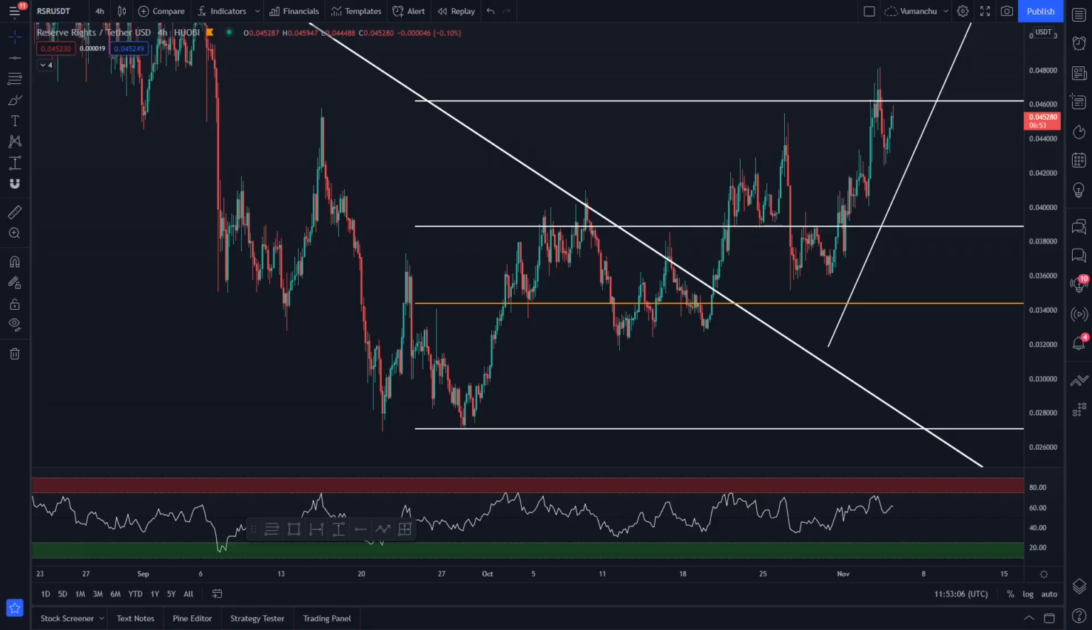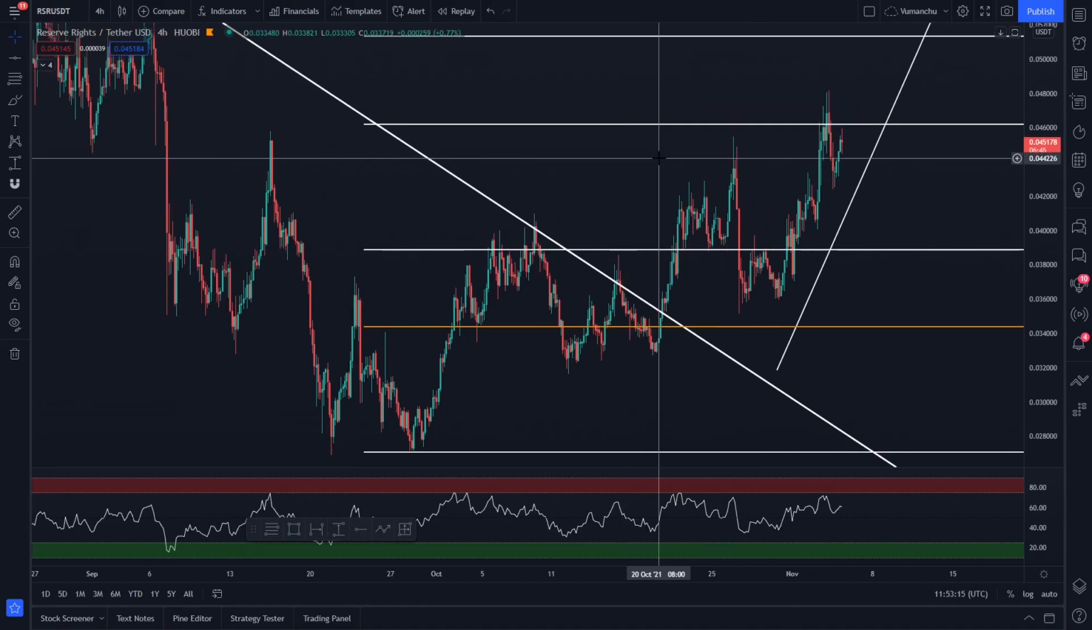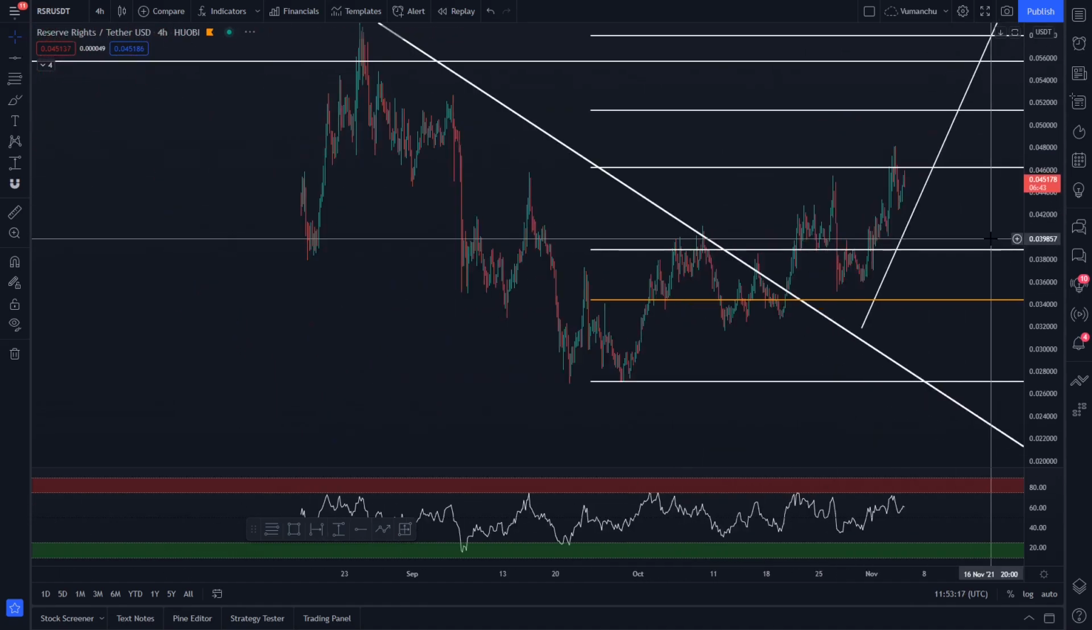Today we're going to do a price analysis video on Reserve Rights. We'll take a look at the asset in both the USDT and the BTC pairings and have a look at a few key levels where we could potentially invest and where we could look to take profit.